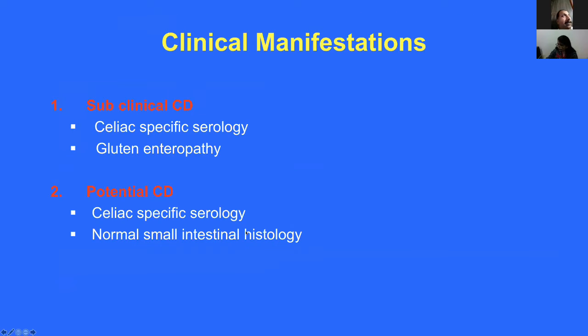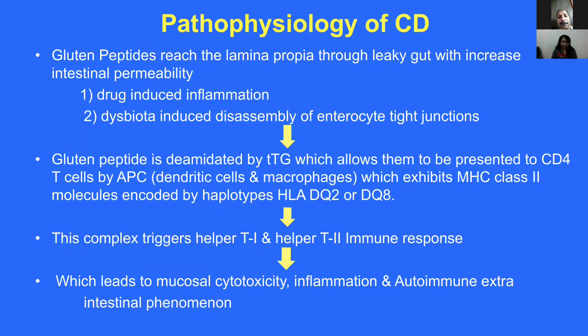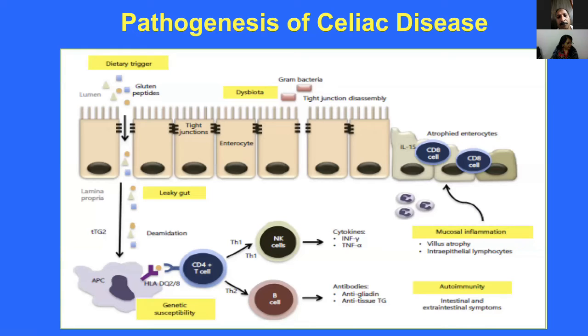This leads to mucosal cytotoxicity, inflammation, and autoimmune extra-intestinal phenomena. So this is the diagrammatic representation of what happens in the pathogenesis of celiac disease in children. I will just explain it.